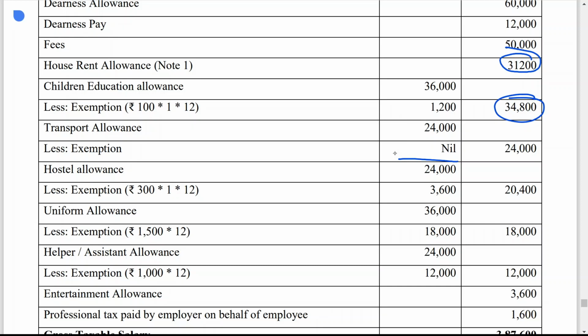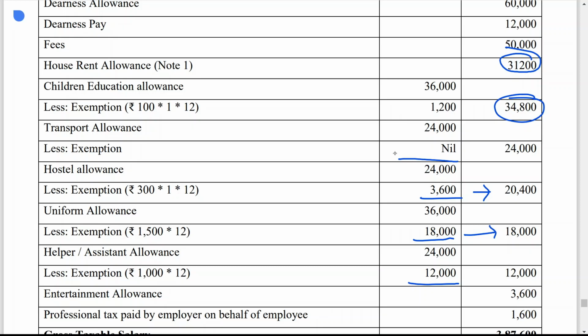Now next one, hostel allowance. That is hostel allowance is 24,000 less exemption 300, multiply by 1, multiply by 12, that means 3,600. So whatever is left, that will become taxable amount. Uniform allowance depends on expenditure. So 3,000 per month, multiply by 12, 36,000, but he has spent only 1,500, so multiply by 12, 18,000 will come outside. So taxable portion is also 18,000. Helper allowance 2,000 per month, that is 24,000, and less exemption 1,000 per month, because he has spent 1,000 per month for the helper allowance. So 12,000 is exempted portion, so 12,000 is taxable portion.